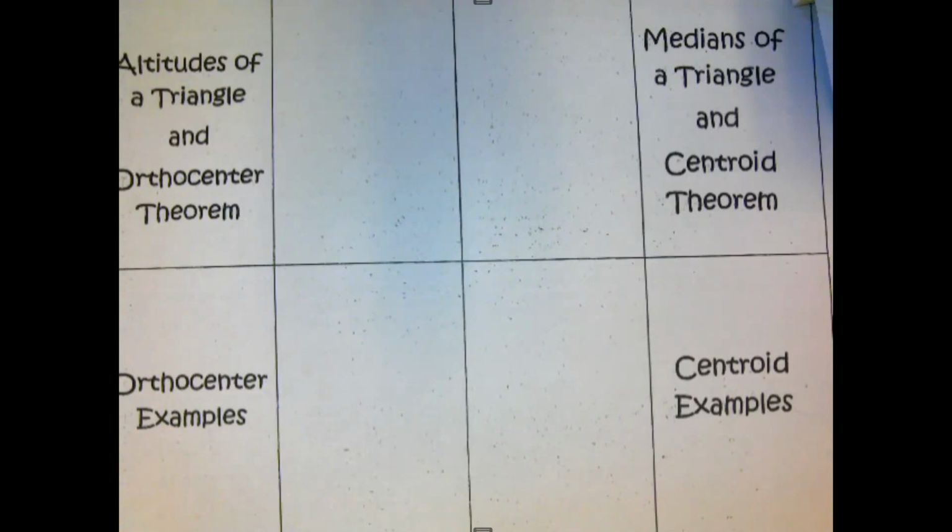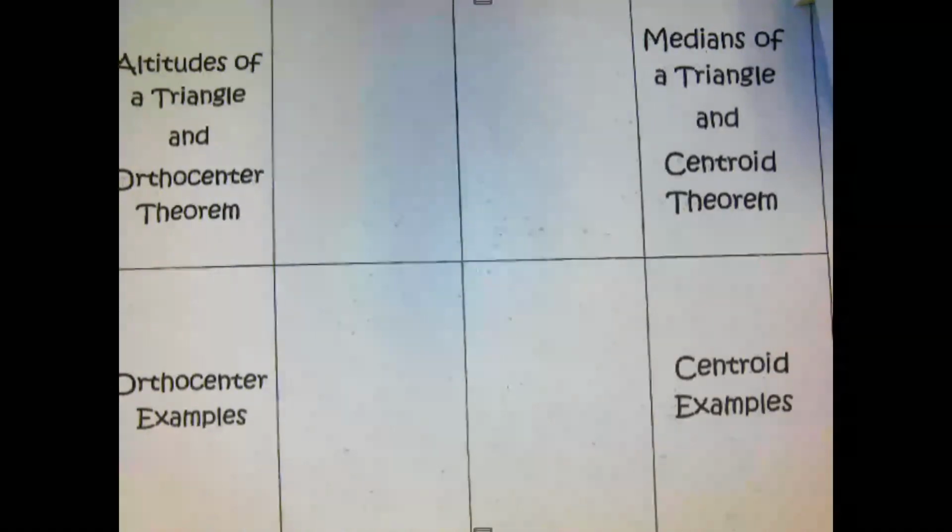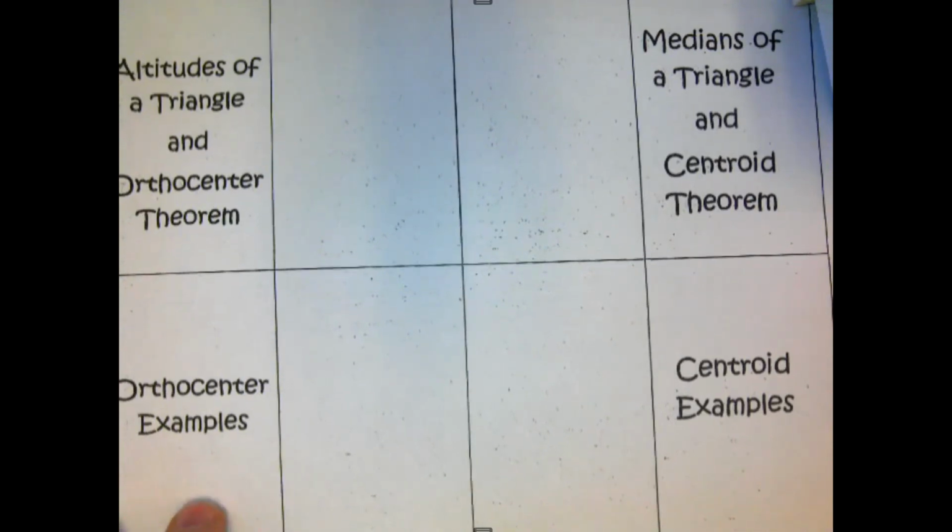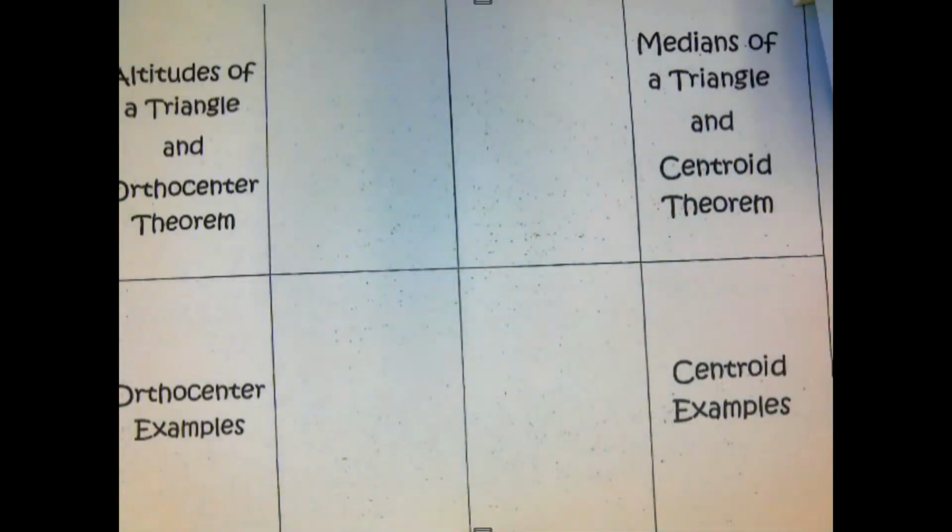We'll finish up this unit with a little more about altitudes and medians of triangles and how they come together to form an orthocenter or a centroid, and then also some stuff about triangle inequalities. You'll want to trim off the sides of this paper when you're done so you can fold it.